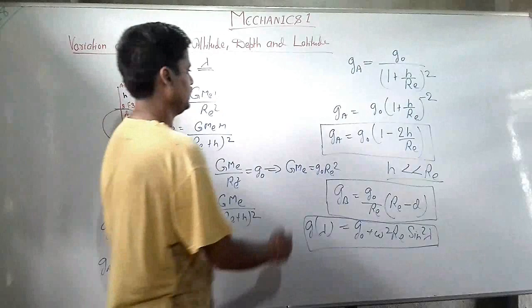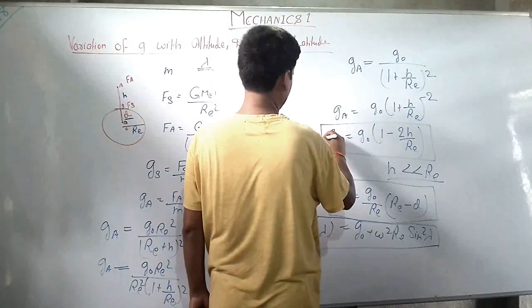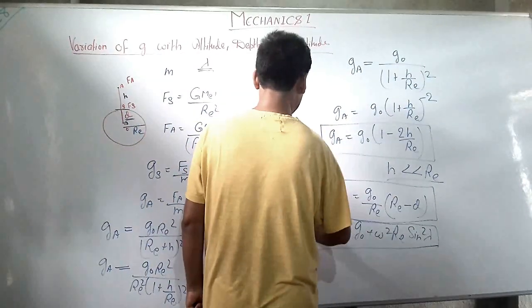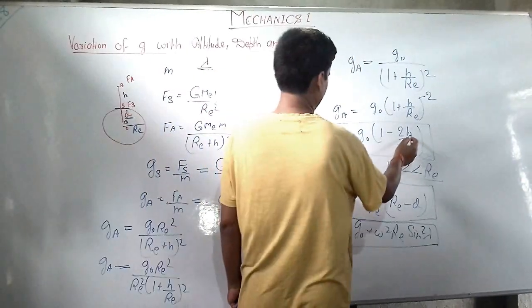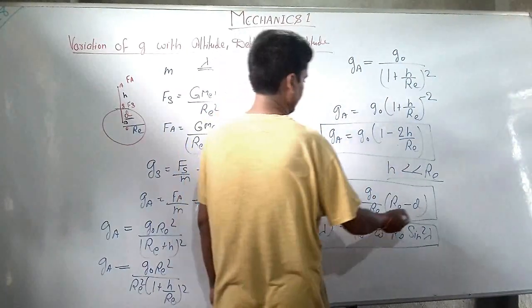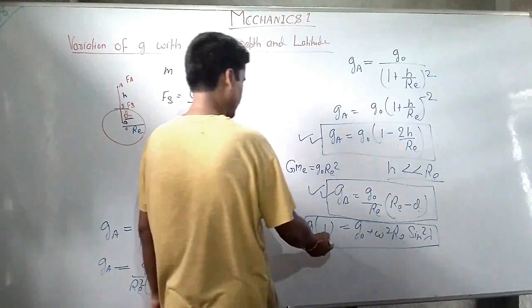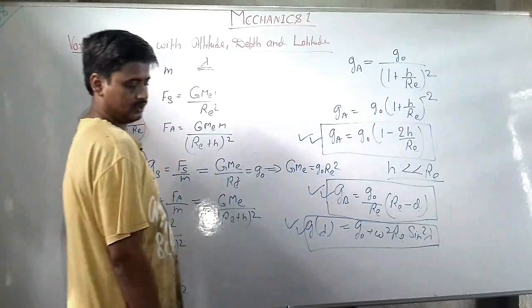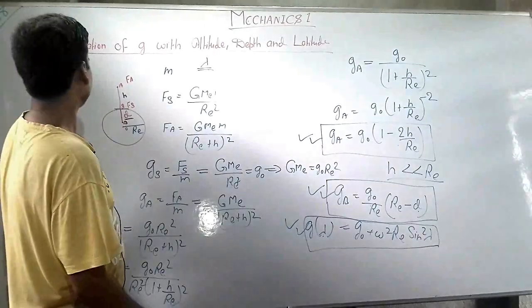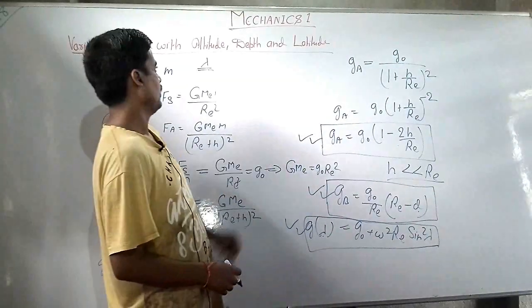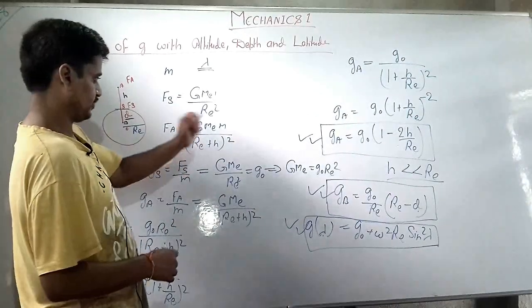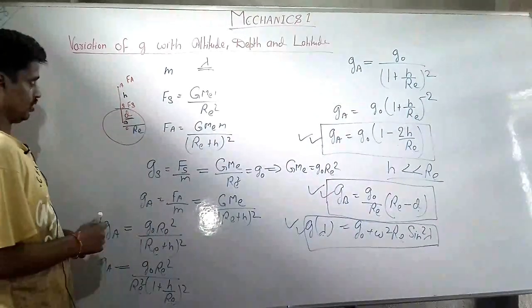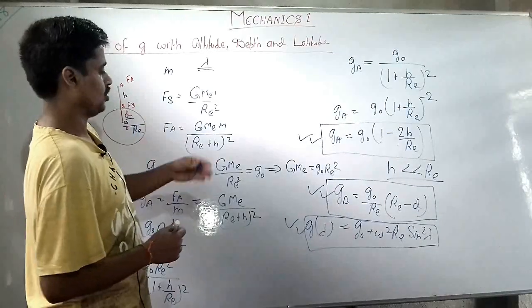So these are the three variations of gravitational acceleration: one at height h, one at depth d, one at latitude lambda. So this is how we can use these equations and find the gravitational acceleration at a specific location depending on whether it is altitude, depth or latitude.